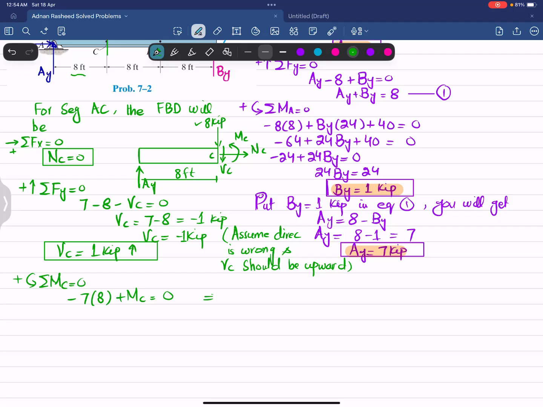So from here we can find MC is equal to 7 times 8, which is 56, and the unit will be kip-feet. Since this is a positive value, it means that our assumed direction is correct. So we have found the internal normal force, shear force, and moment at point C.